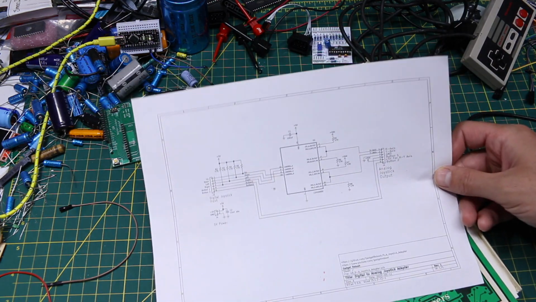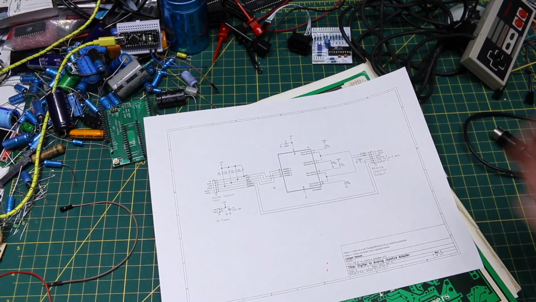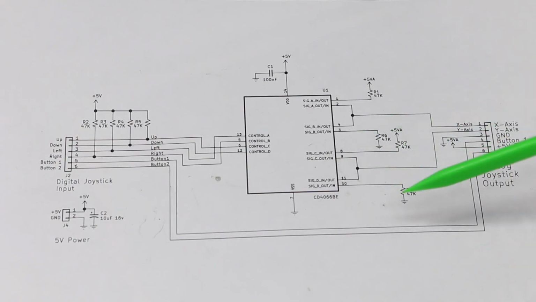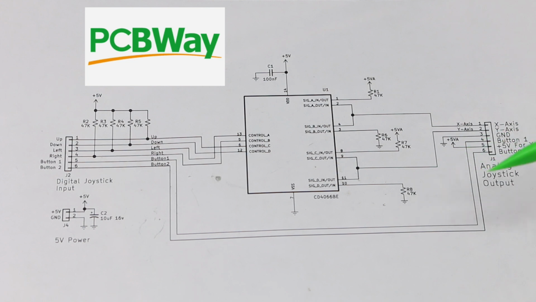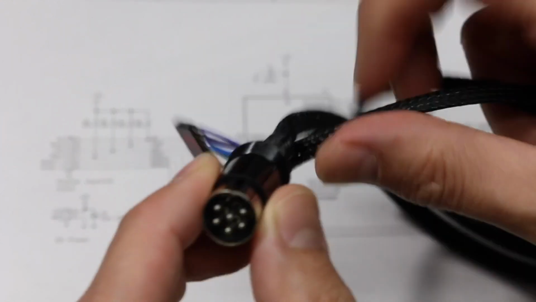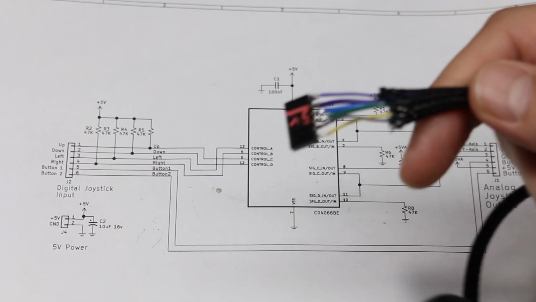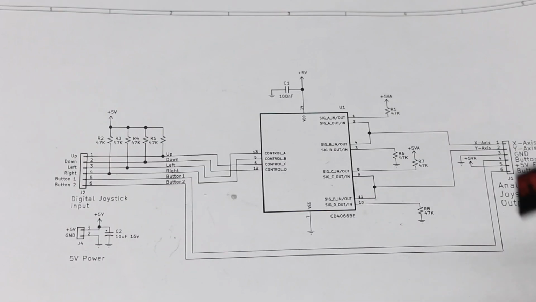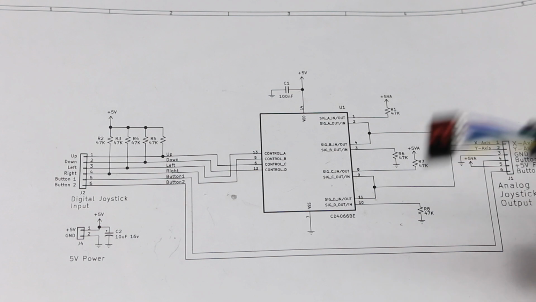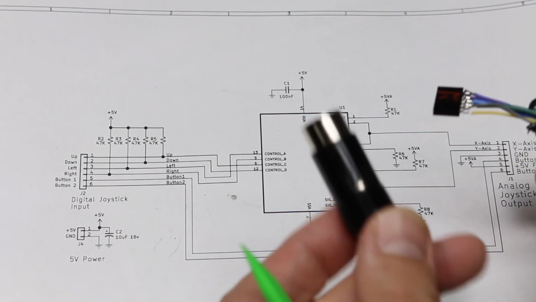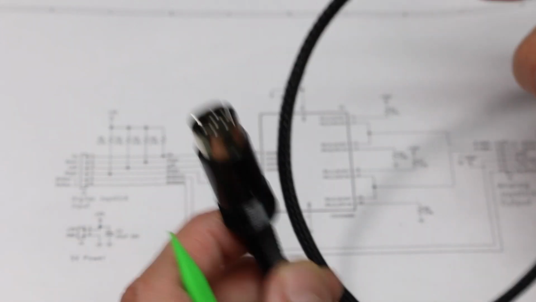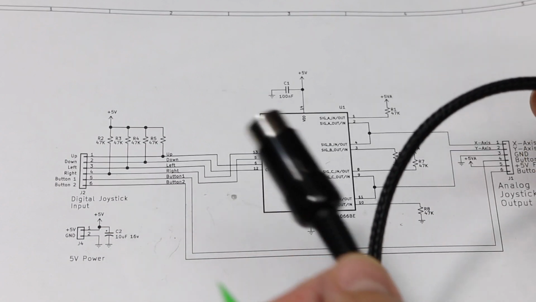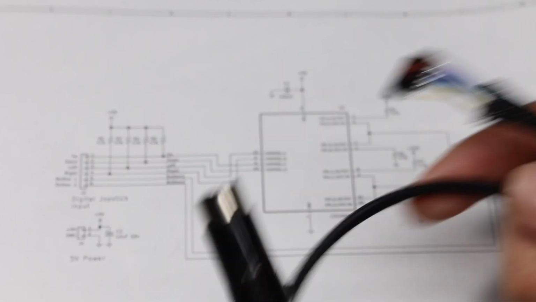I came up with a circuit that should do this, and after a little breadboard testing, I made a PCB with today's sponsor, PCBWay. The goal is to have a PCB that generates simulated analog joystick output signals on a header, and I made this cable so it can plug into the back of the CoCo as if it were an analog joystick.